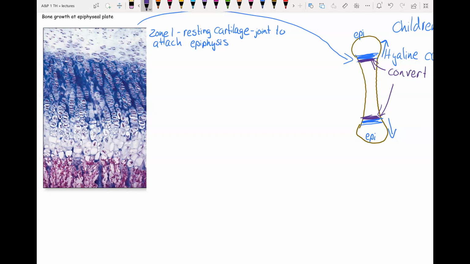Then we can move down here to zone 2. This is the zone of proliferation. This means you're doing mitosis and making new cells. And cartilage cells are called chondrocytes. So this is where you have mitosis of your chondrocytes, so that you get more cells. And as you make these new cells, they stack to form columns.